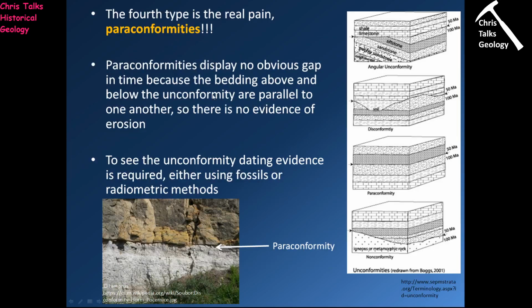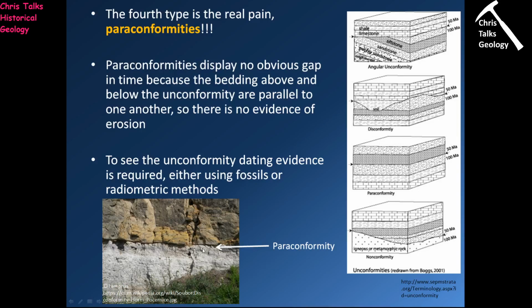The fourth type of unconformity is actually a little bit of a difficult one, a paraconformity. A paraconformity looks like this. Here's our unit of rock above, here's our unit of rock below, and here's the unconformity itself. We have horizontally bedded rocks above the unconformity, horizontally bedded rocks below the unconformity, and the unconformity itself is completely flat. So you can't see that it's there.